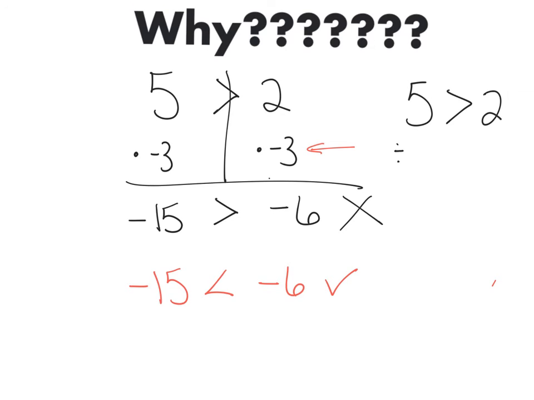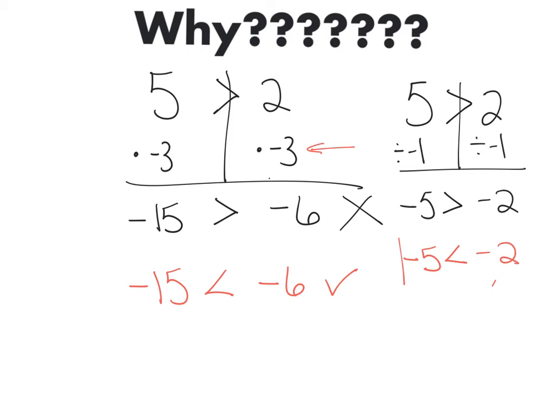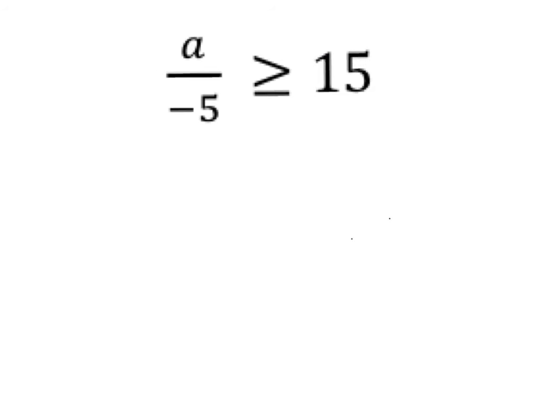If I divide this by -1 and divide this side by -1, then I have -5 is greater than -2, which we know is not true. So that's why, once again, we have to flip and say -5 is less than -2, because dividing by a negative flips us to the other side of the number line. Now let's look at an example of actually solving this.